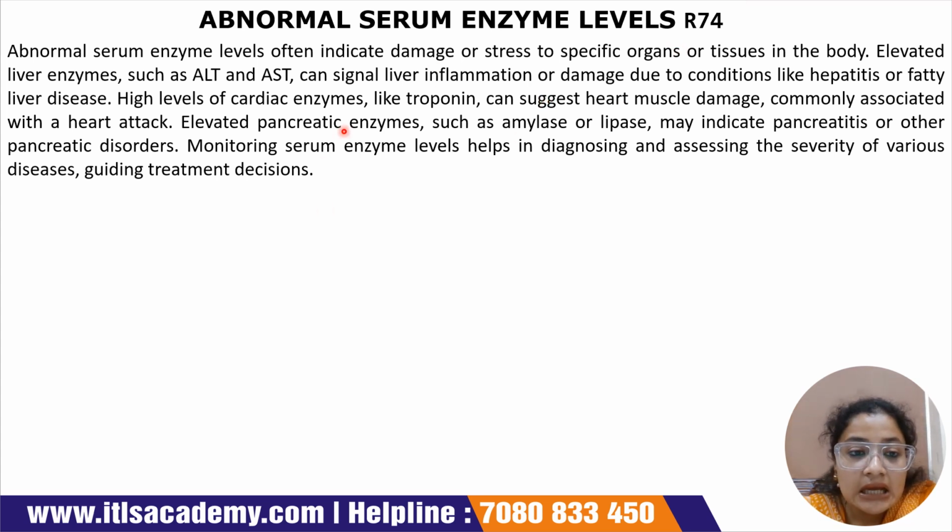Moving on to the next important subcode, that is R74, which corresponds to abnormal serum enzyme levels. They often indicate damage or stress to specific organs or tissues in the body. Elevated liver enzymes like ALT and AST can signal liver inflammation or damage due to conditions like hepatitis or fatty liver disease. High levels of cardiac enzymes like troponin can suggest heart muscle damage, commonly associated with a heart attack. Elevated pancreatic enzymes such as amylase or lipase may indicate pancreatitis or other pancreatic disorders. Monitoring serum enzyme levels helps in diagnosing and assessing the severity of various diseases, guiding treatment decisions.